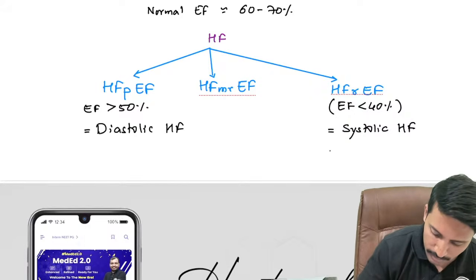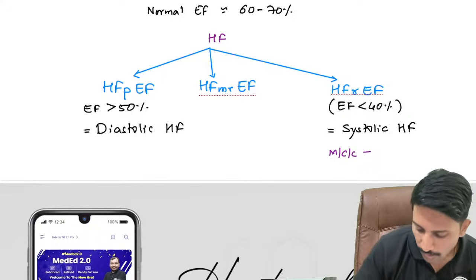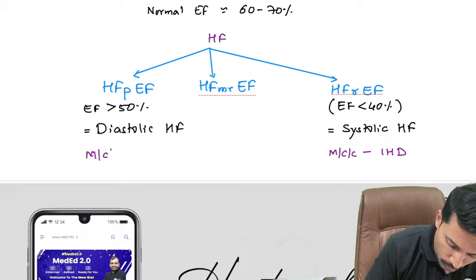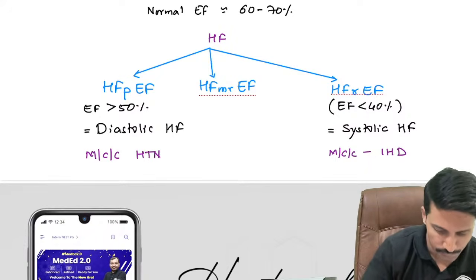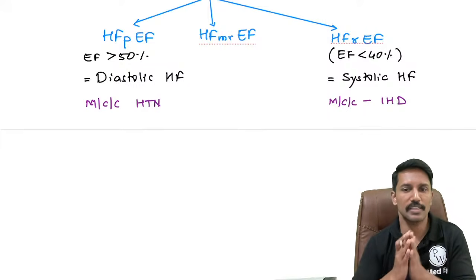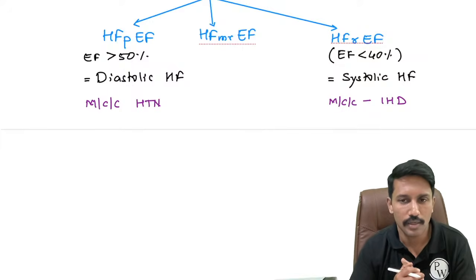If you want, you can write that the most common cause for heart failure with reduced ejection fraction is IHD. The most common cause for heart failure with preserved ejection fraction is hypertension. Now we have studied the classification of heart failure, right versus left, and ejection fraction based classification.